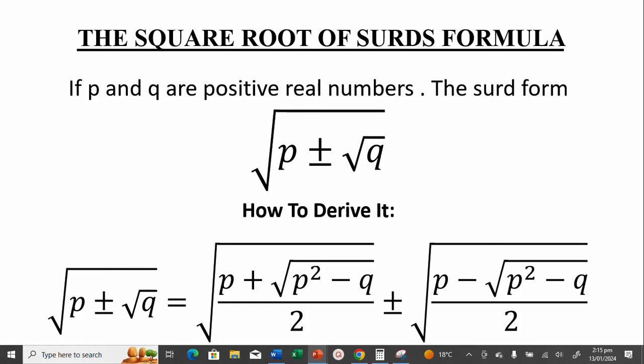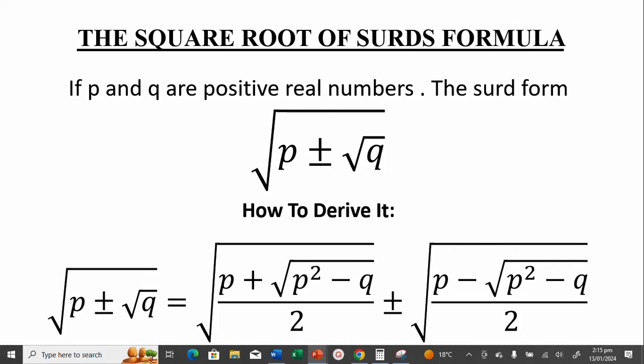This video is all about finding the square root of a surd. Now, this is a formula to find the square root of a surd. If P and Q are positive real numbers, then the square root of P plus or minus the square root of Q can be found with it. Now we look at how to derive this formula.